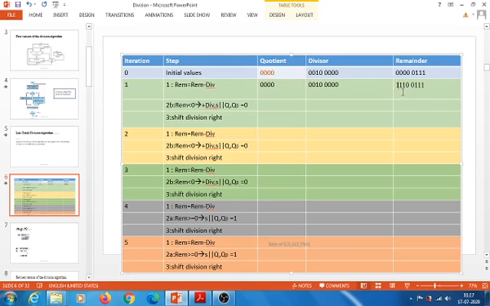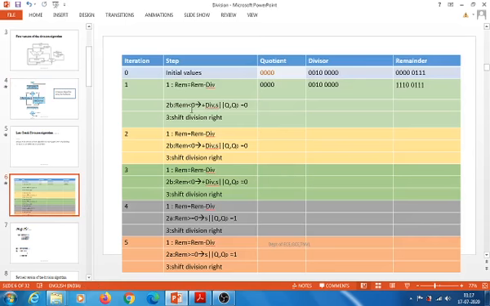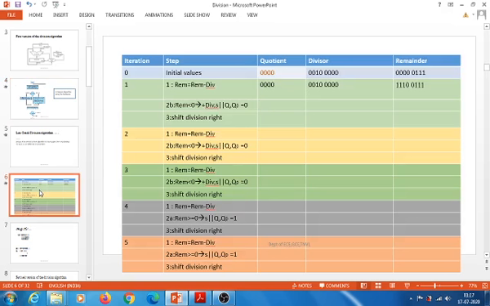So what I must do is that since this is negative, I must go for step 2b. What 2b says is that I need to restore the original value by adding the divisor register to the remainder register and placing the sum in the remainder register. Also, we need to shift the quotient register to the left, setting the new least significant bit to 0. So now I am setting here. So what is the next step? I must add these.